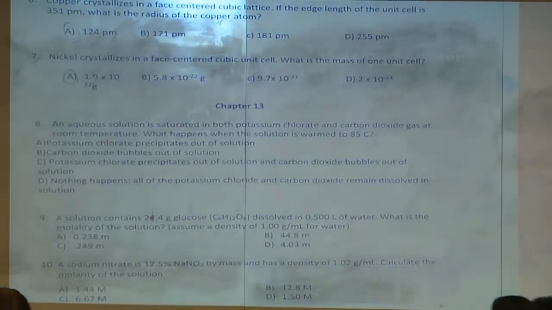Okay. So we're going to go to 8. This has to do with solubility of solids and gases. As the temperature increases, the solubility of a solid should increase, and that should be the opposite for a gas. So we have potassium chloride, which is the solid, and carbon dioxide, which is the gas. And we're increasing the temperature. That means carbon dioxide should bubble out, and the potassium chloride should be more soluble. The only answer that makes sense for that one is B.